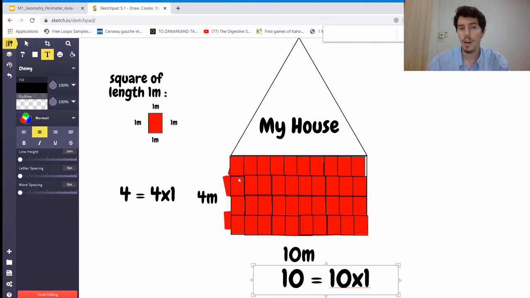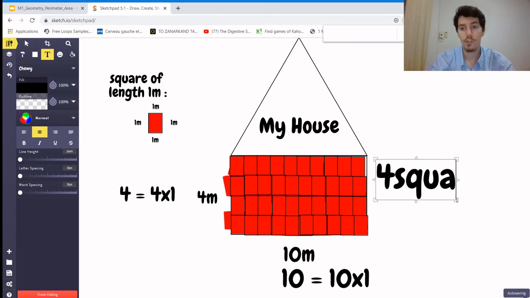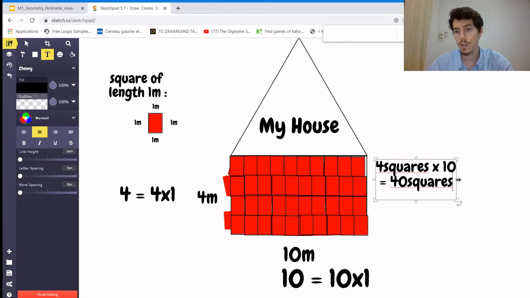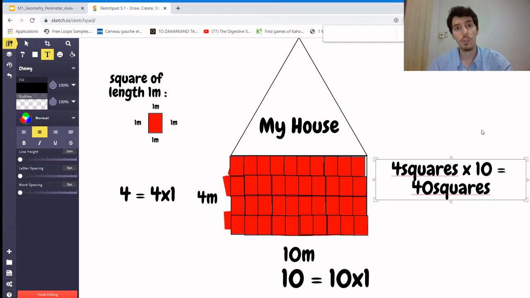Okay, we know there's two ways to do this. The first way, we see here there are 4 squares, okay? And how many times we put these 4 squares? These 4 squares we put in 1, 2, 3, 4, 5, 10 times, okay? Because 10 is 10 times 1 and 4 is 4 times 1, yeah? So the answer is there are 4 squares 10 times, okay? There are 40 squares. Alright guys? So that's the first way.